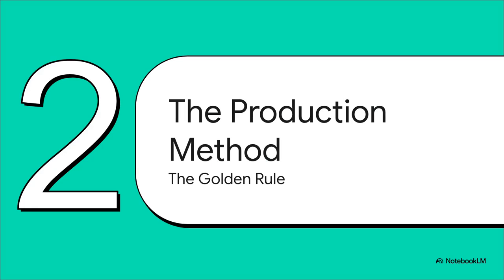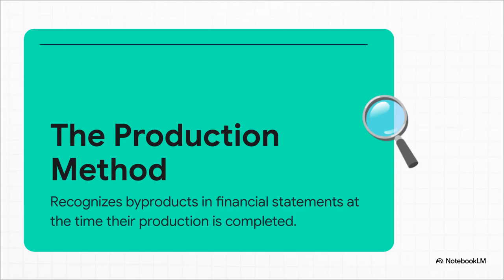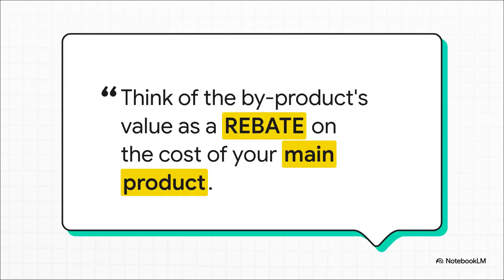Okay, so now we know what a byproduct is. The next big question is, how do we handle the money side of things in our books? We're going to focus on the best method, the one that makes the most logical sense, the production method. And here's the golden rule. You have to burn this into your brain. With the production method, you recognize the value of the byproduct the moment it's created, not when you sell it. The second those wood chips are separated from the lumber, bam, they go on the books. That timing is everything.